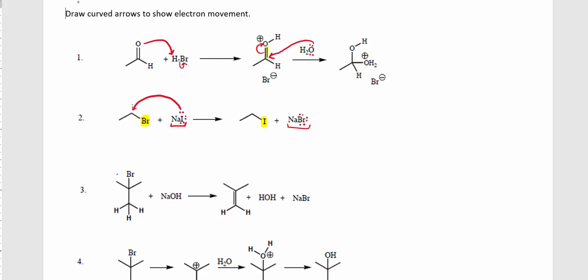See, I have an arrow for my new bond. Now, when it does that, the electrons holding the bromine to the ethane then drop onto the bromine. So then I have one arrow for my bond being made and one arrow for my bond being broken. And those are the steps for number 2.